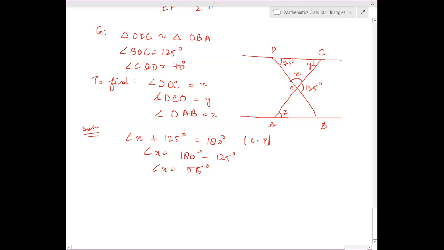Now in triangle DOC, two angles you know, the third one you can find. So how much is angle Y? Angle Y will be 180 degree minus angle X, which is 55, and minus 70. So tell me, angle Y is equal to how much? 55. Again 55 degrees. So X and Y we have found out. Now angle Z is remaining. So any idea what can I do here? Think about it, Hamna.